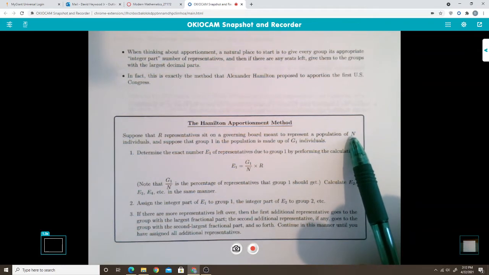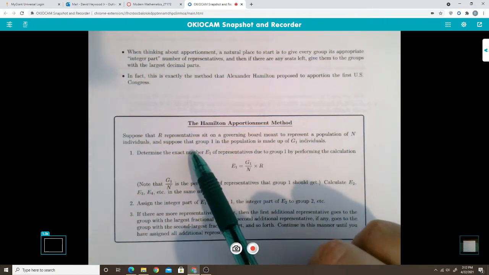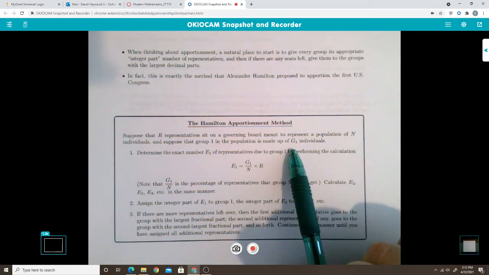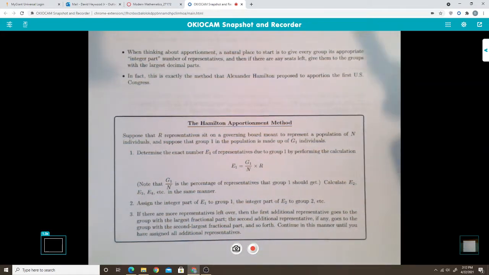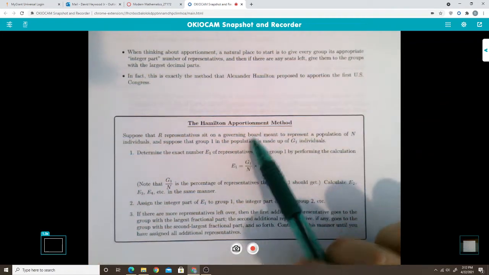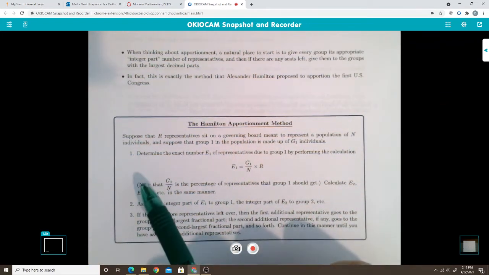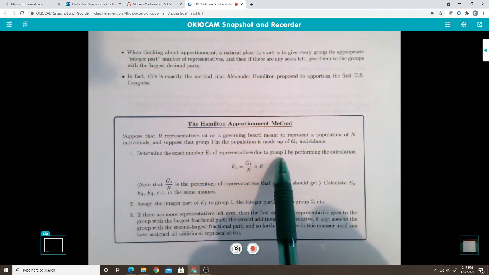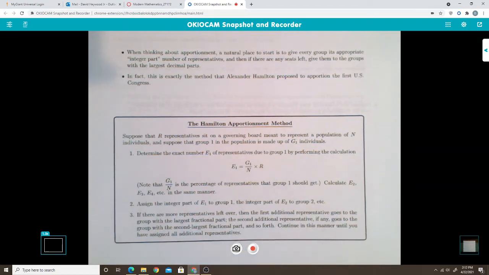And then if we wanted to figure out how many representatives California should have, then group 1 would be California, and G1 would be the number of people that live in California, which I think is around 40 million. Okay, so that's what those symbols mean. Now here's how the Hamilton apportionment method works. First, we're going to determine the exact number E1 of representatives due to group 1. It's the number of representatives that group 1 deserves to have.